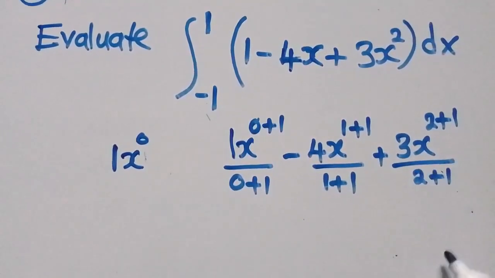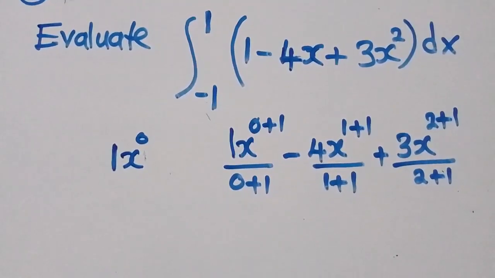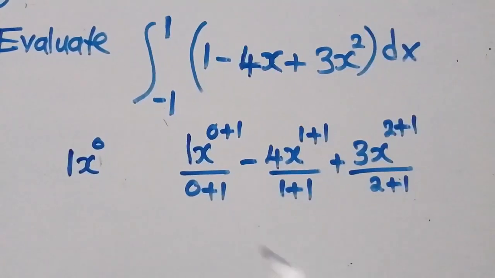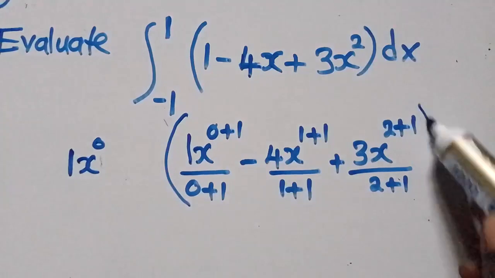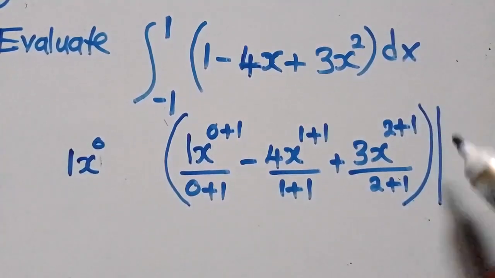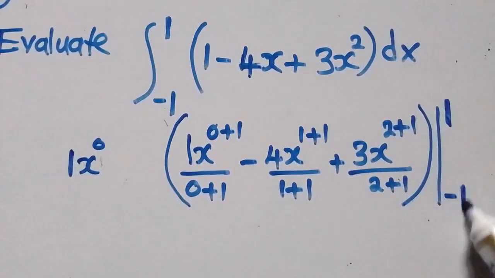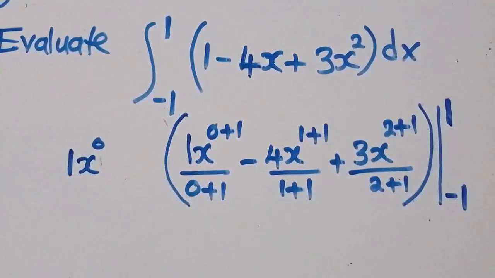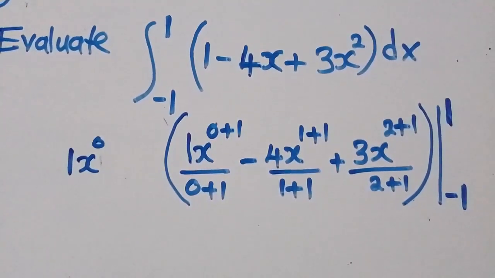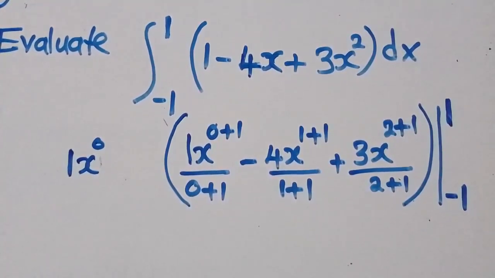The power is just coming down. I don't know if you've observed what I'm doing. So you just do this. Then these powers, the limits: upper limit is 1, then the lower limit is negative 1. This is what you need to do. These are procedures that you now need to do. Just need to understand this one, just like this. Once you understand this, then everything becomes simple.